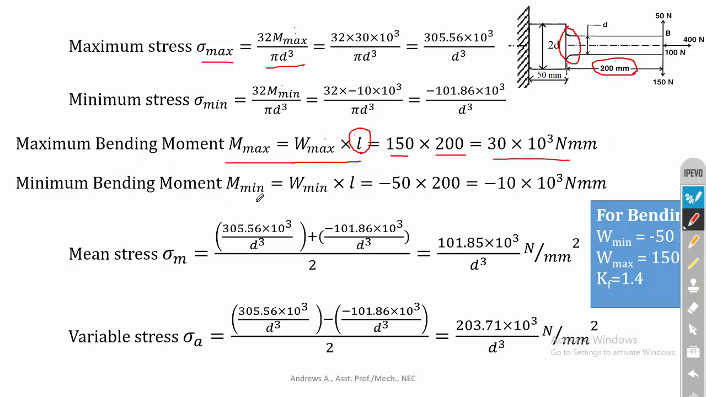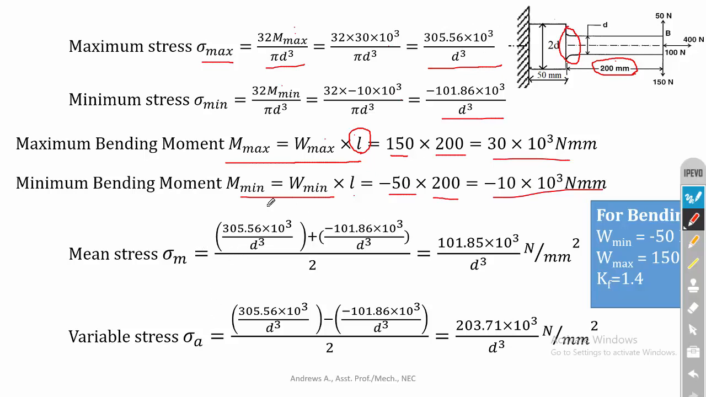In the case of minimum bending moment, M minimum is equal to W minimum into L. W minimum is minus 50, it is given in the problem, and the length is 200. So we will get minus 10 into 10 power 3 Newton mm. We can substitute the maximum and minimum bending moment values in this equation and find the maximum and minimum bending stress. Further we can substitute the maximum and minimum bending stress in the mean and variable stress equation.